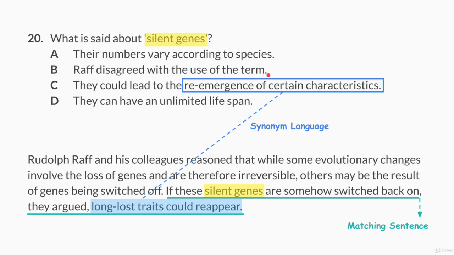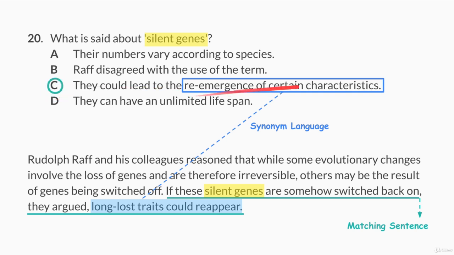It doesn't, right? In fact, we actually did not even have to read this sentence, because after I found Raff, the next thing that I should have done is simply scan for disagree or disagreement. And I don't see anything about disagreement here, so I wouldn't even have to read this sentence. So our answer is right here. Our answer is C.